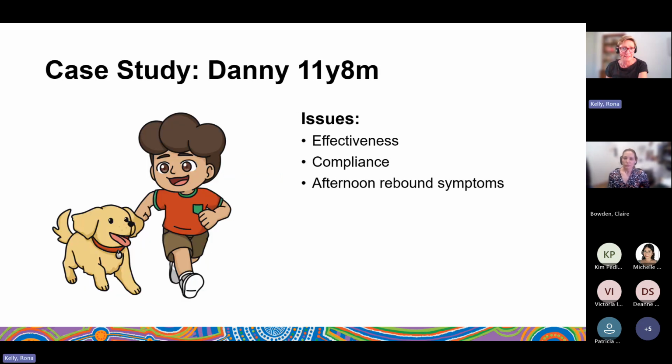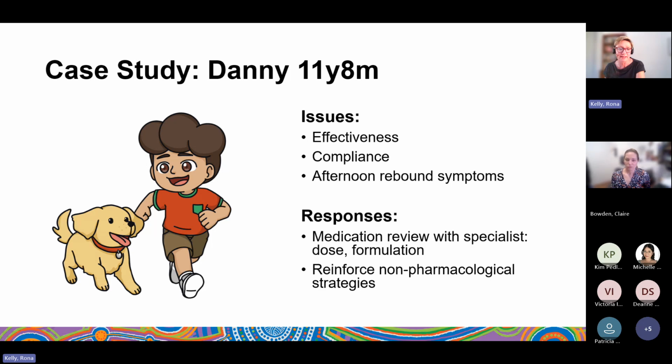So going back to our case study, we were looking at what Danny was presenting with at nearly 12, and the issues that came out of that were that his medicine effectiveness had gone down, his compliance with taking it consistently had gone down, and that he was experiencing some symptoms of his ADHD that felt quite hard to manage in the afternoon. So our response would be a medication review with his specialist. And for Danny, I would have a look at the dose of medicine that's being used, but also whether the formulation is appropriate for him and consider a long acting.